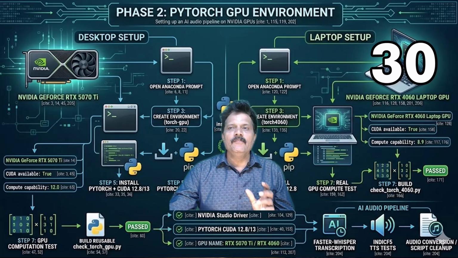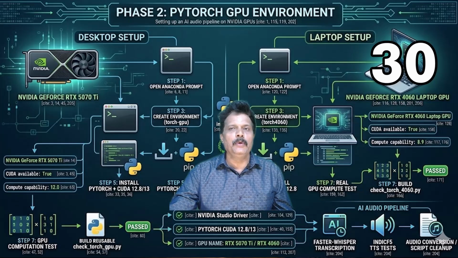If you are working with the newer Blackwell architecture on the RTX 50 series, you might run into some SM 120 compatibility errors with older PyTorch builds. We will walk through the exact Anaconda and pip commands needed to install the correct CUDA 12.8 or 13 builds to bypass those issues. For the 4060 laptop, we will set up a dedicated test environment optimized for its 8 GB of video RAM and 8.9 compute capability.